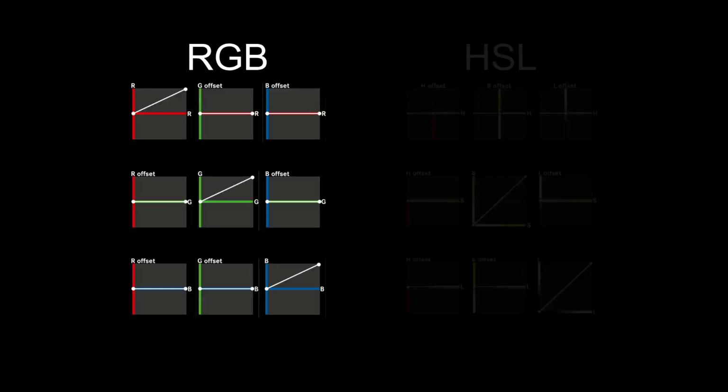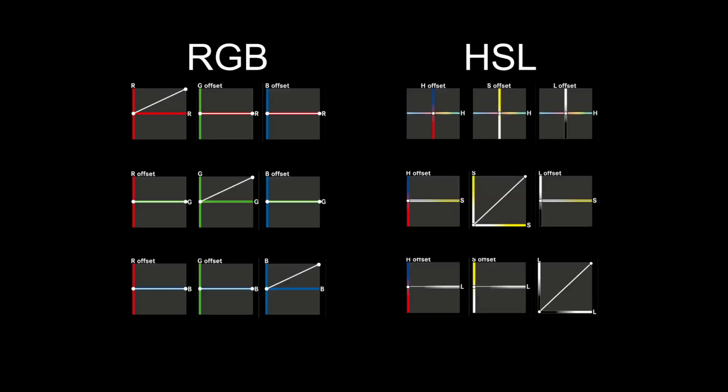Both RGB and HSL work in the same manner using the same rule as explained for YUV. For example, R in, red in, and R out, red out. H in, H out means hue in and hue out.